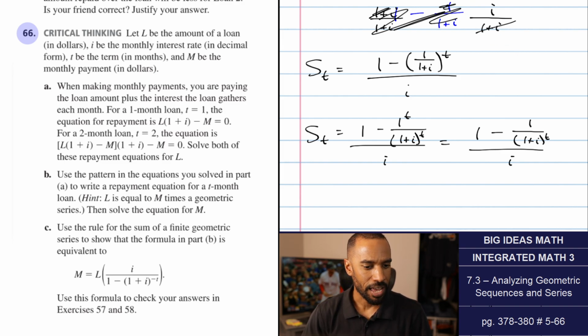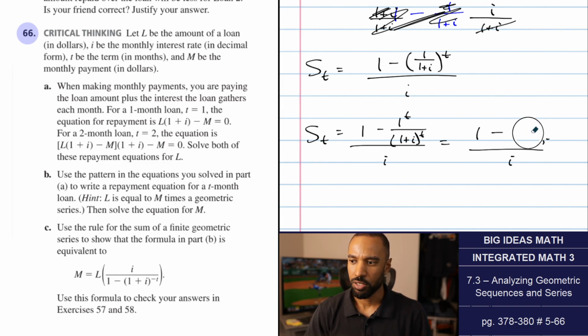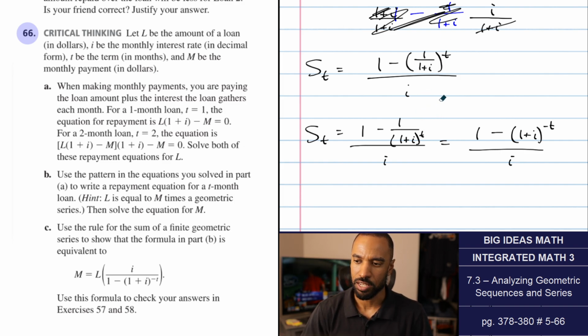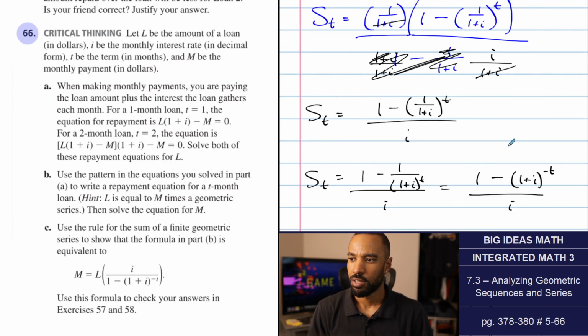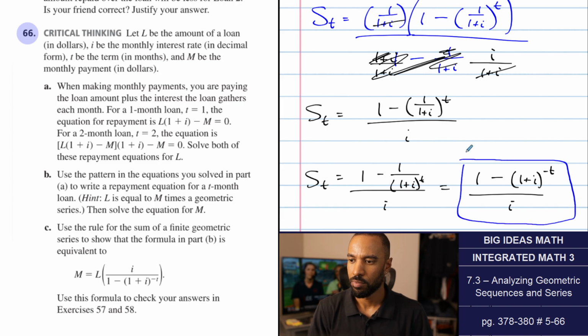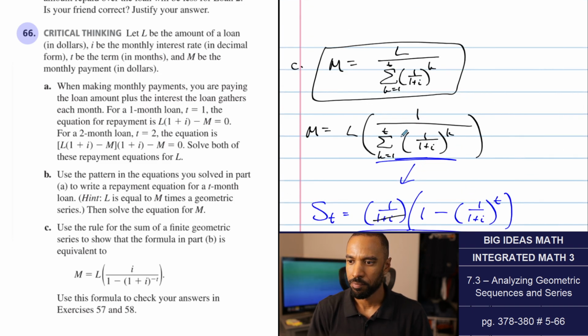They have that as 1. Instead of getting a common denominator, let's turn that as 1 plus I to the negative t, because that was 1 over 1 plus I to the t, right? So let's just do that. So now this is this portion of the denominator for this rule here.